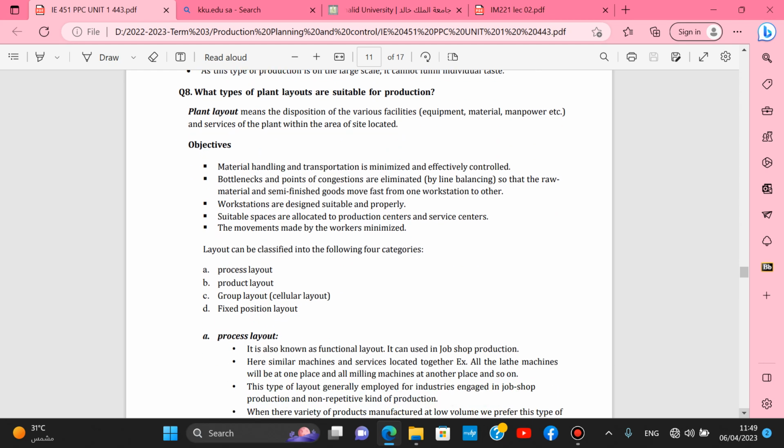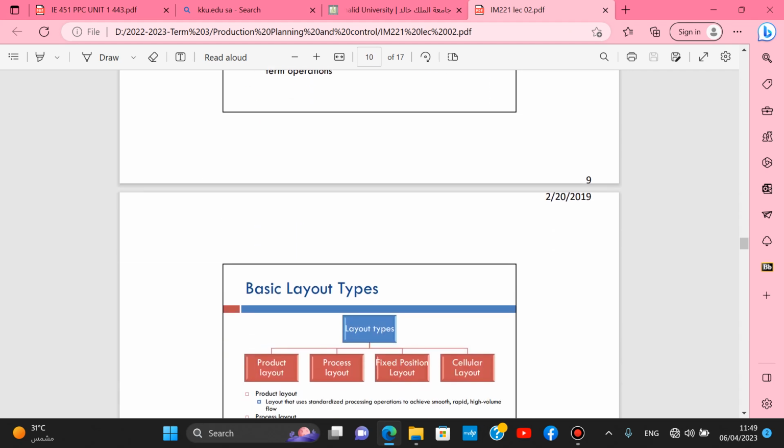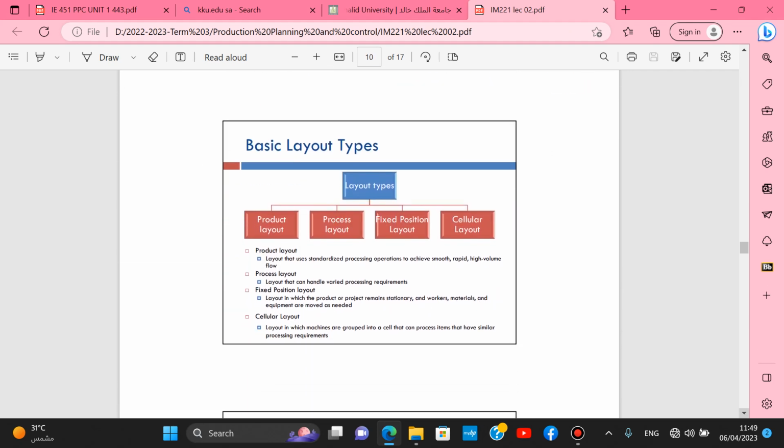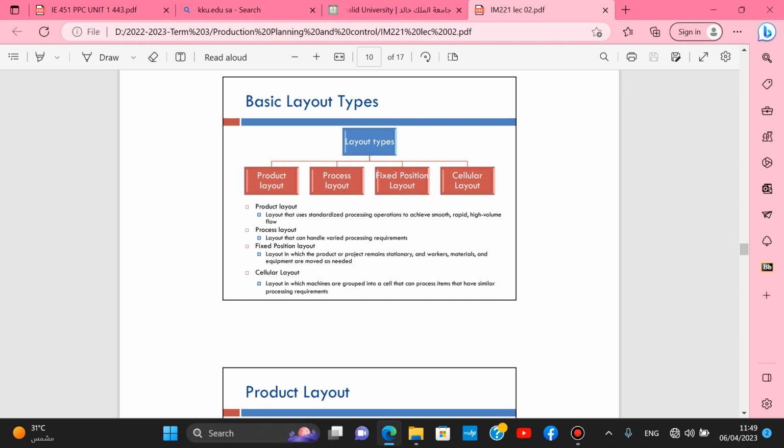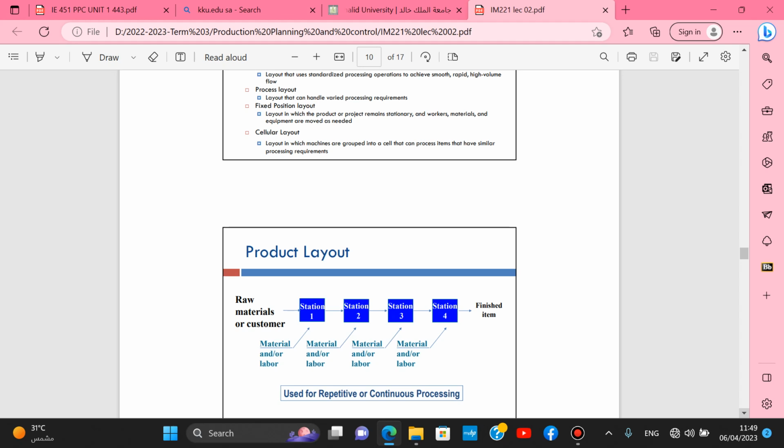Layout can be classified into the following 4 categories: process layout, product layout, group layout, fixed position layout. خلينا نلقي نظرة على اللي درسناه في مقدمة الهندسة الصناعية على اللاياوتس. قلنا لهنا البرودكت layout that uses standardized processing operations to achieve smooth rapid high volume flow. product layout لهنا يكون مجموعة من الماشينز ولا ستيشنز ورا بعض اللي بيمر عليهم البرودكت كلهم الحين لحد ما يتحول من رو ماتيريال ولا كاستمر للفينيشد ايتم. اوكي، لهنا بنستعمله عادة للماس برودكشن والى للكونتينيوس برودكشن سيستم.